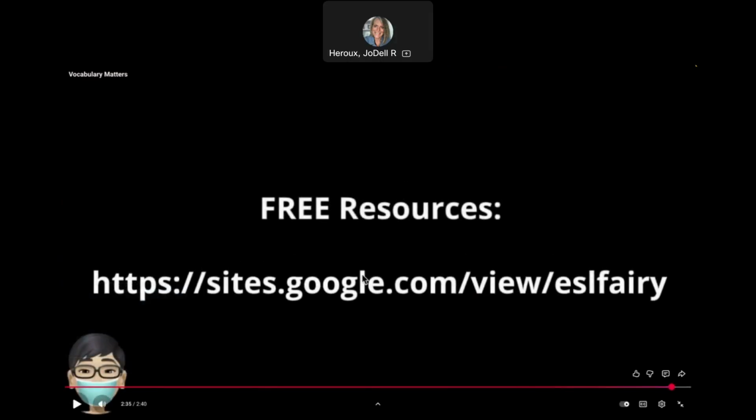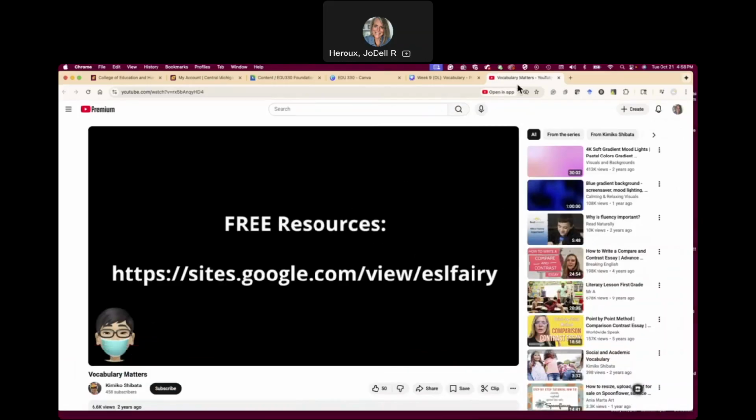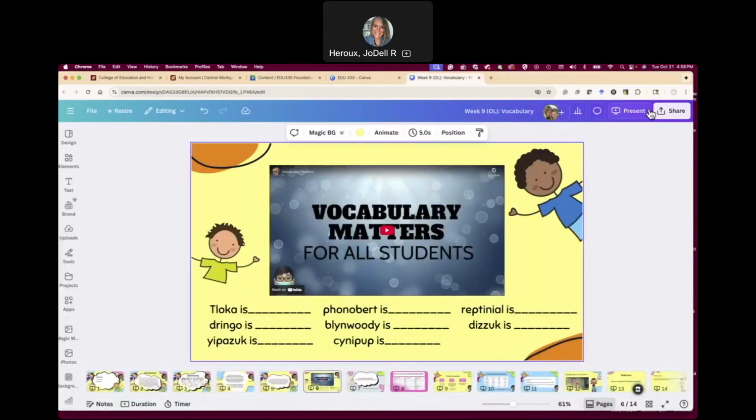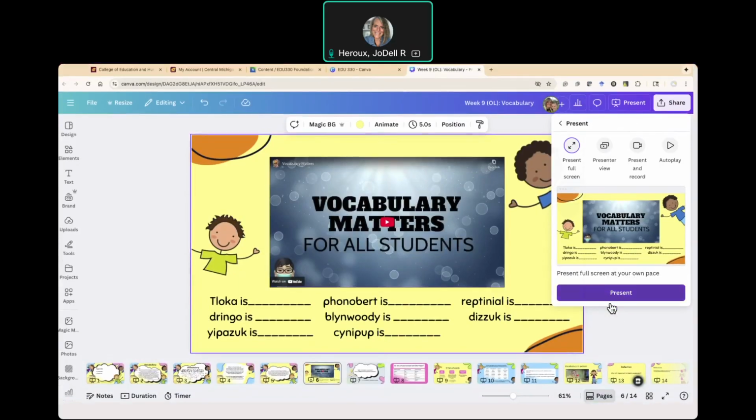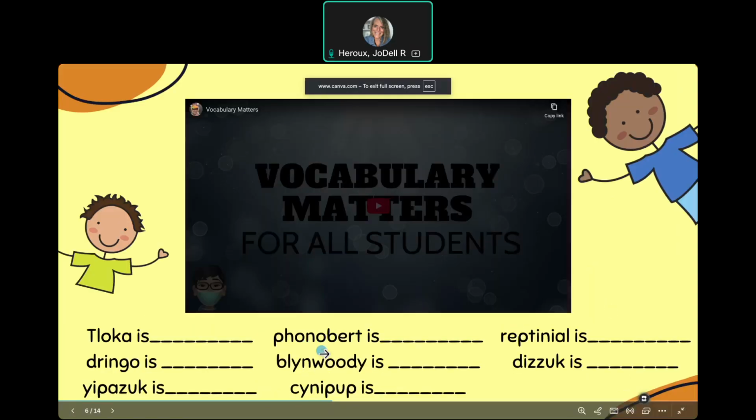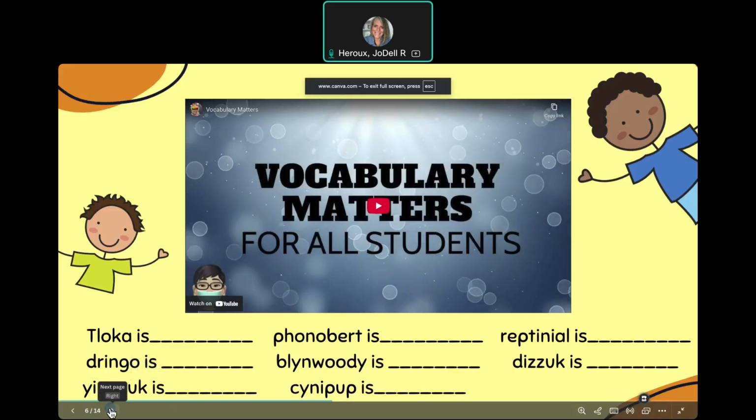Okay, let me see if I can exit out of here and toggle back. Okay, so I wonder how you did with your vocabulary words. I feel like this activity is a really great activity to help you see how important context clues are, but also how important vocabulary is to our reading comprehension.